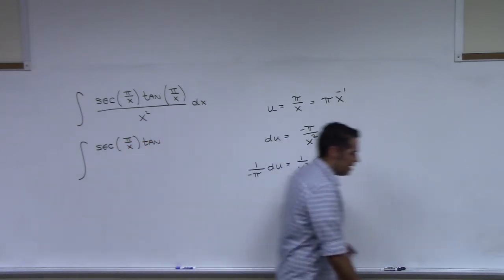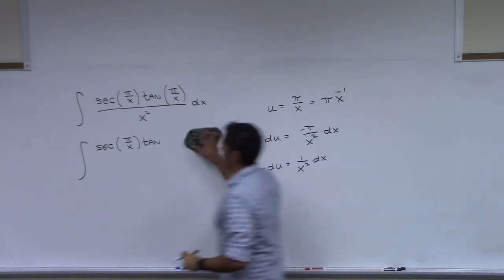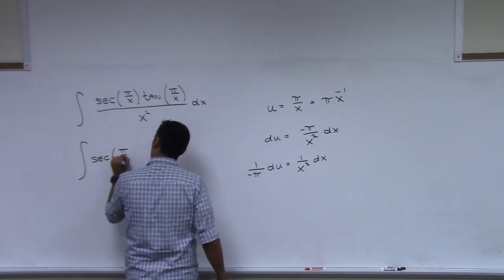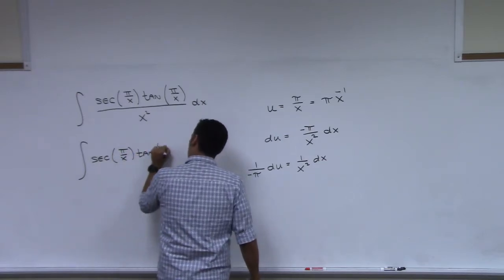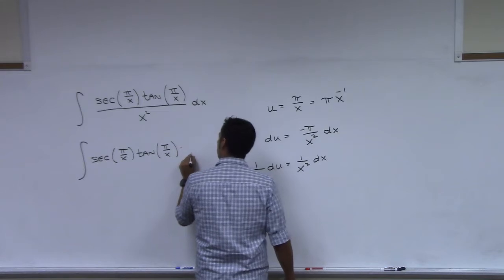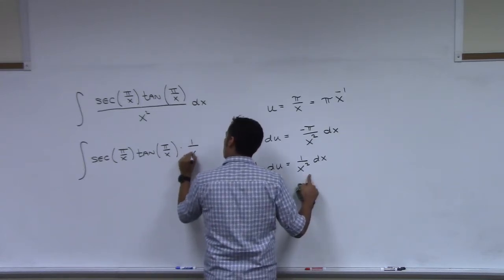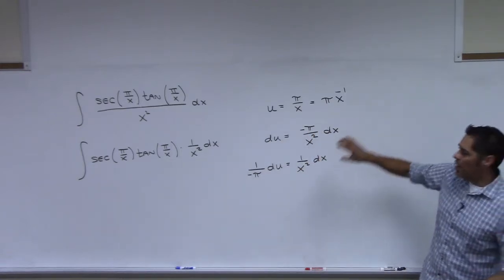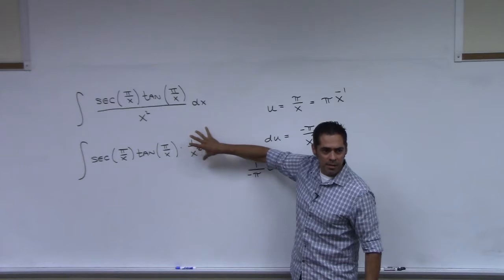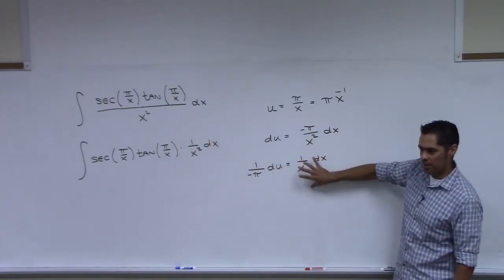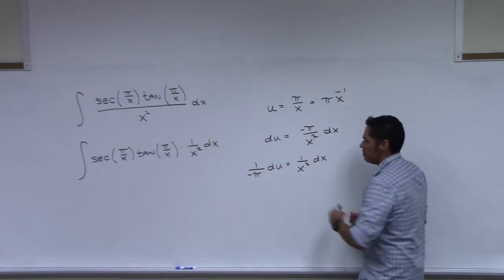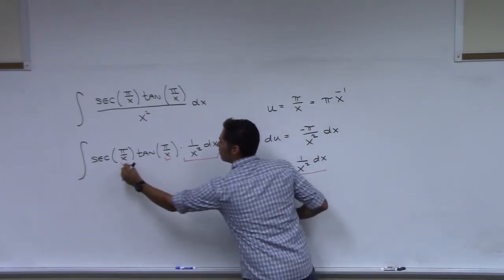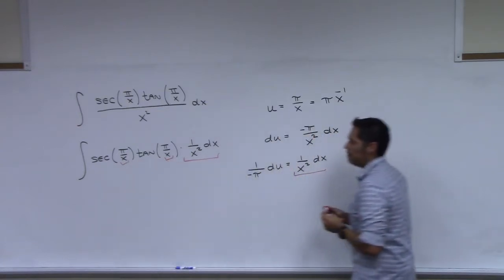Oh, wait, I didn't want to do that. Okay, what I wanted to do was secant of pi over x tangent of pi over x times 1 over x squared dx. All I'm doing is rewriting the problem, but I'm peeling that x squared off to the side so that it becomes very visible to you that that's going to be our du-ish looking thing here, all right? So there's our du thing. And then pi over x, that's going to be replaced with u, right?